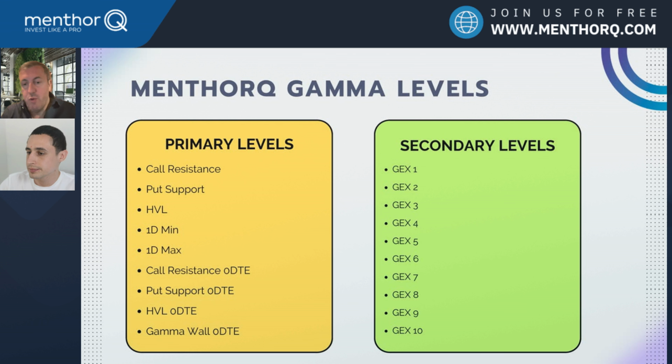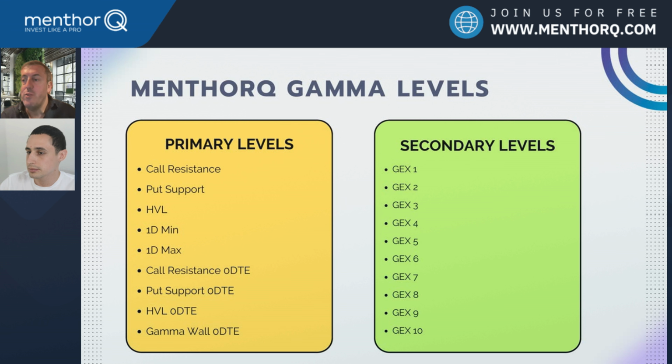So our levels, and we're going to start from our gamma levels, and we're going to also look at our blind spots. They're divided into primary levels and secondary levels. The primary levels are mainly 5: the core resistance, put support, high vol level, and our one-day min and one-day max.